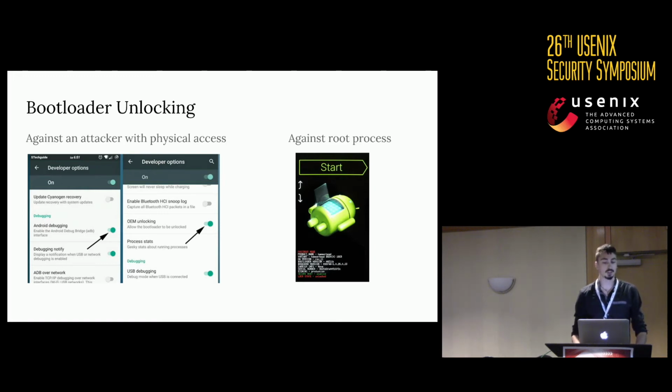This 2-step procedure is thought to protect the device from 2 different attacks. First of all, the first step is thought to protect the unlocking mechanism against an attacker who has physical control over the device, because the idea behind it is that the attacker cannot know the unlocking phrase to unlock the screen. And the second is thought to be against a root process which might run on the phone, because a root process cannot just reboot the device and enter the fastboot mode.